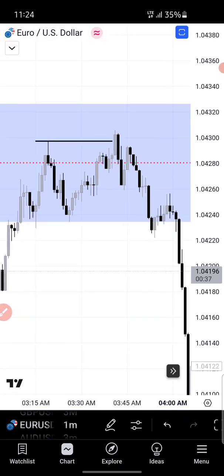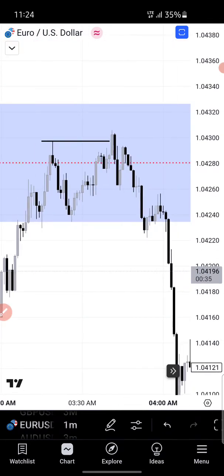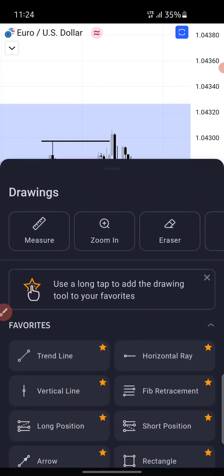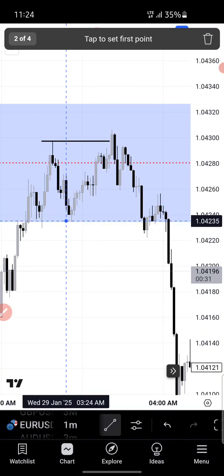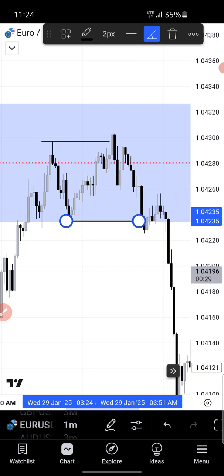So now price also had to sweep liquidity right here. And what do we have? We have a shift also in market structure right here. A shift in market structure.